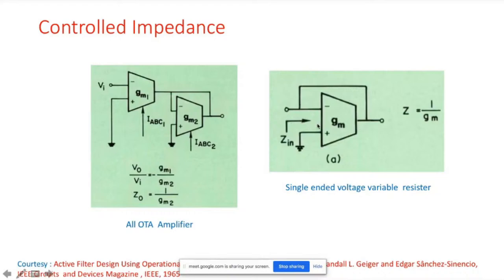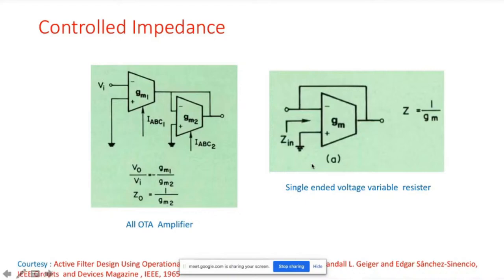If you calculate the input impedance with respect to this terminal, taking exactly this part, the input impedance at this node is nothing but 1 by GM, which is a resistor. So I can implement a controlled resistance using 1 by GM. If I vary this GM, the resistance can be varied. So a simple resistance can be realized using GM, which is not possible in the case of an active RC filter.